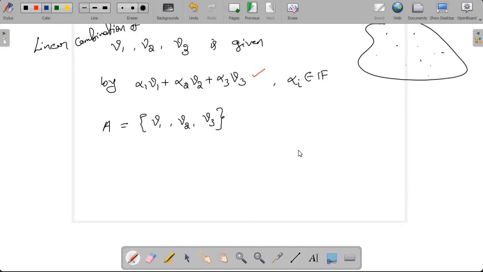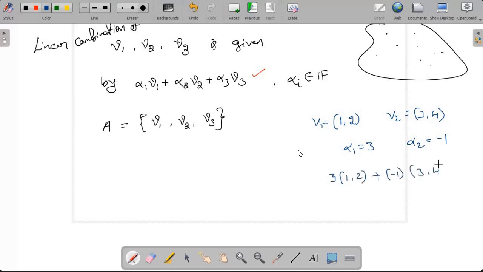What I mean, for example, you assume that v1 is (1, 2) and v2 is (3, 4). What about their linear combination? You can take alpha to be some element. Let me take alpha 1 equal to 3 and alpha 2 equal to minus 1. So now the linear combination is nothing but 3 times (1, 2) plus minus 1 times (3, 4). So this is the linear combination with specific alpha 1 and alpha 2.